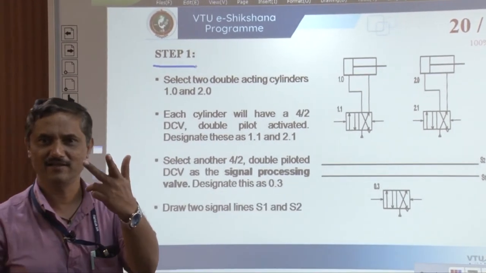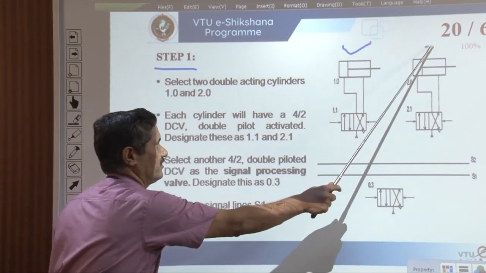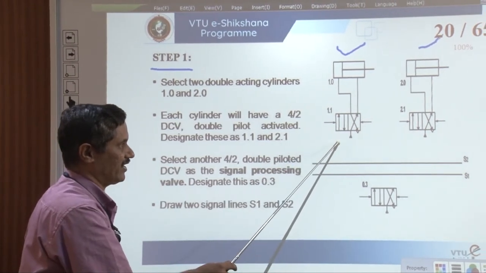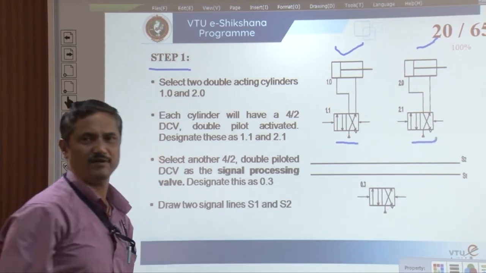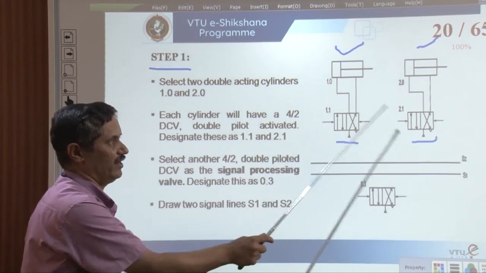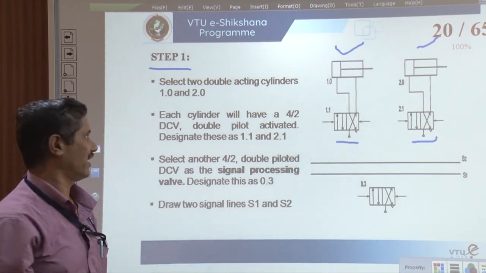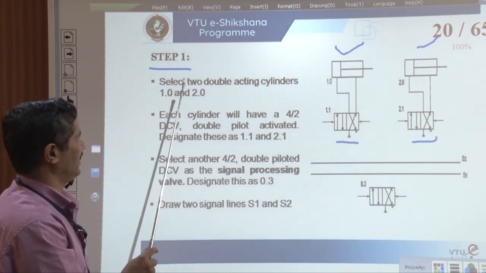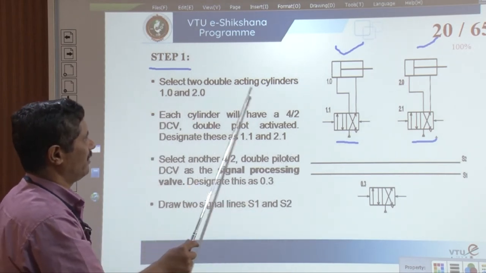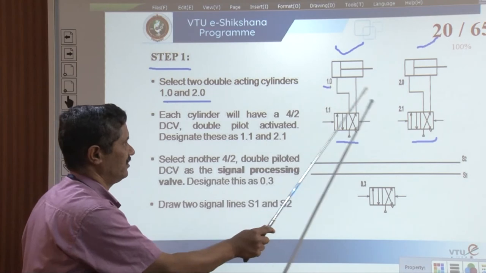In step 1, we will do only this much. As I said, the case is two cylinder sequencing. My two cylinders are this and this, cylinder A and B. I have considered the final control elements, set reset valves, the final control DCVs here, that is your 1.1 and 2.1. I have placed this and connected this. Observe this, the same steps I will give. In step 1, you can draw this much. Select two double acting cylinders, 1.0 and 2.0. So, this is 1.0 and this is 2.0.